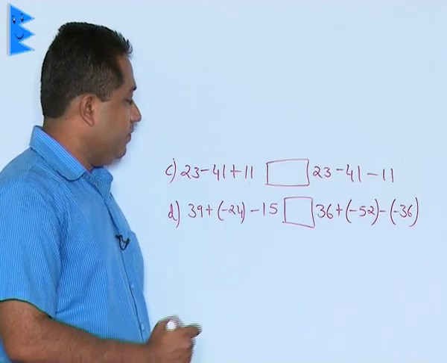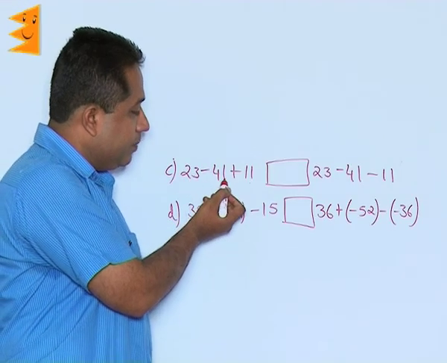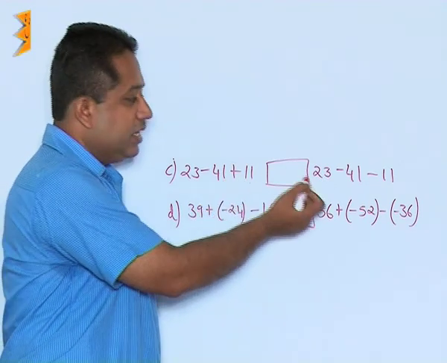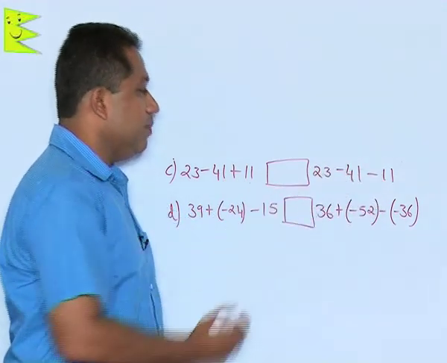In part C, we have LHS 23 minus 41 plus 11 and the RHS 23 minus 41 minus 11.